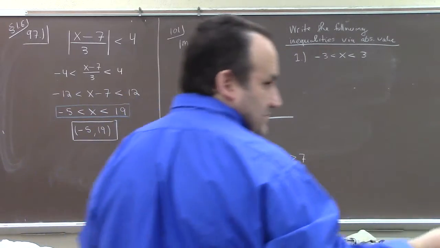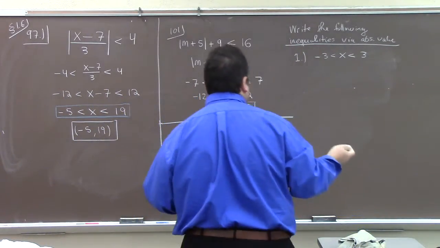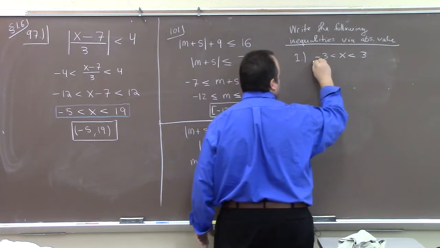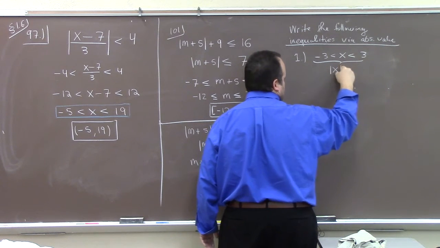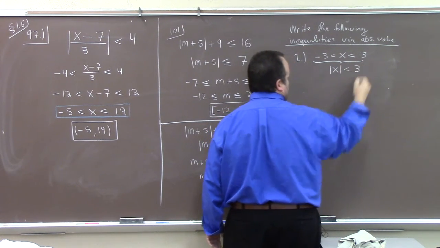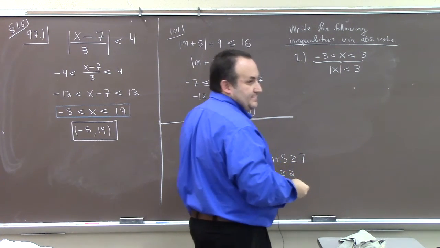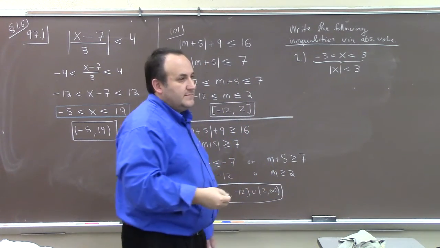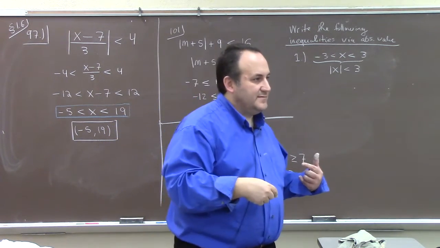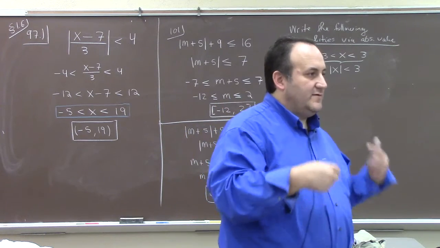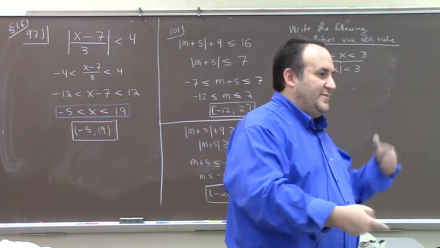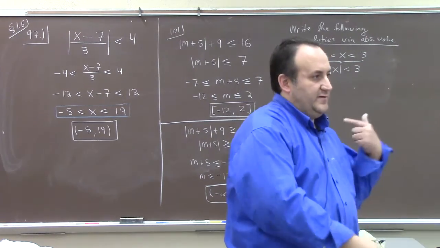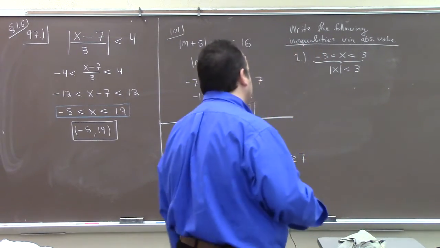How can I write this in terms of absolute value? This is just the absolute value of x less than 3. This is just backwards. Can you convert inequalities to absolute value? That's the opposite of what we've been doing. Backwards problem.